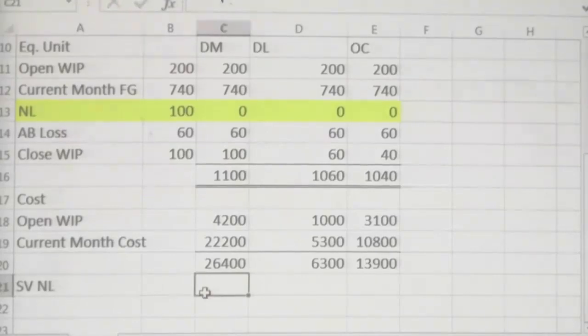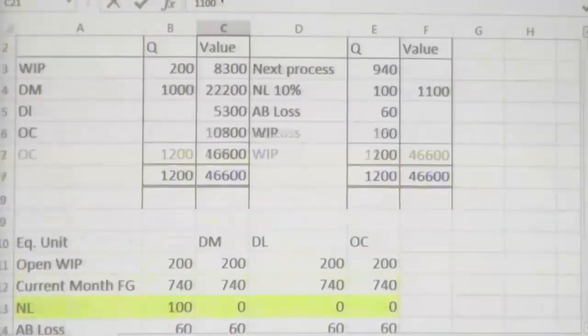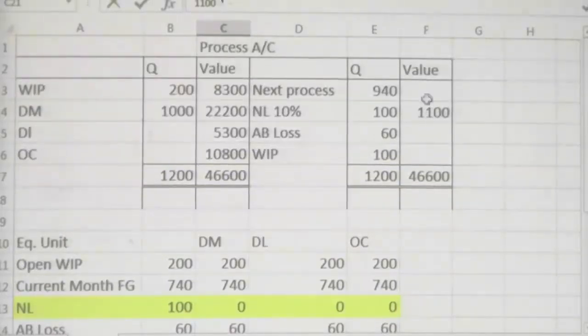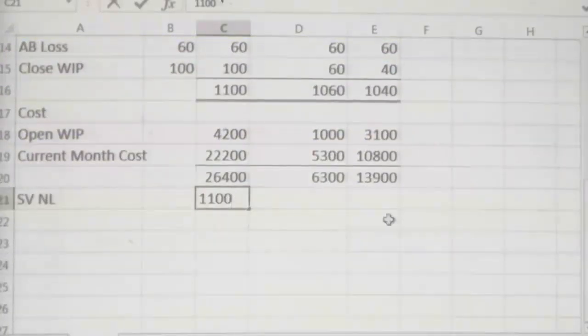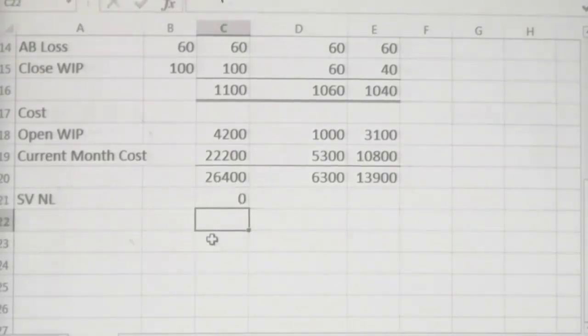Scrap value of normal loss you already calculated in the question here, 1100. Therefore, you need to eliminate that value from here, right? You will eliminate that value from here. That is minus 1100 you have to eliminate.